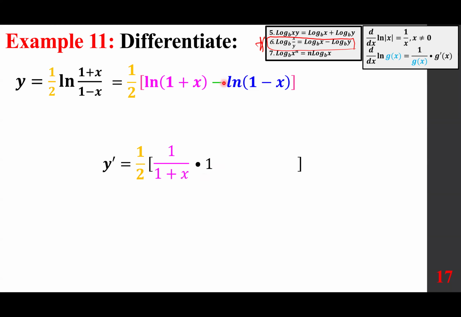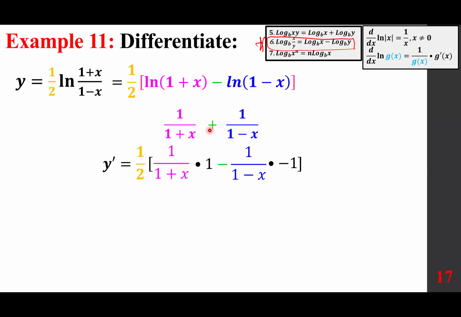Minus, flip this over, 1 over 1 minus x. And then g prime. The derivative of the parentheses is negative 1. So it does make a difference here, as you can see. So what we really have inside the brackets, this one is 1 over 1 plus x. This one is negative 1, negative 1. That means plus 1 over 1 minus x. So please understand, negative times negative results in a positive here.